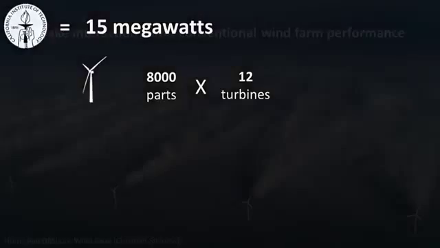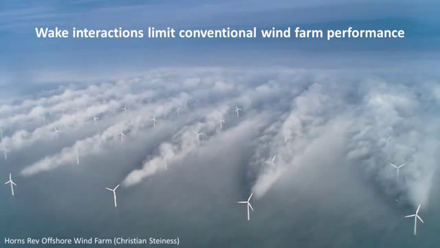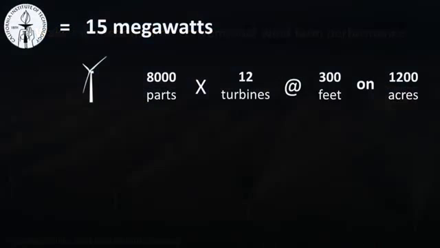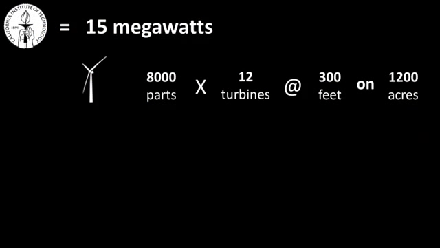But there's a problem. The turbines at the front of the array create turbulence that reduces the performance and the lifetime of all of the other wind turbines and ultimately increases the cost of the energy that's produced. Now today the best solution we have is simply to make the turbines larger and spread them out as far as we can. But if we go back to that thought experiment, it means those 12 turbines are now sitting up at 300 feet and spread out over around 1,200 acres.